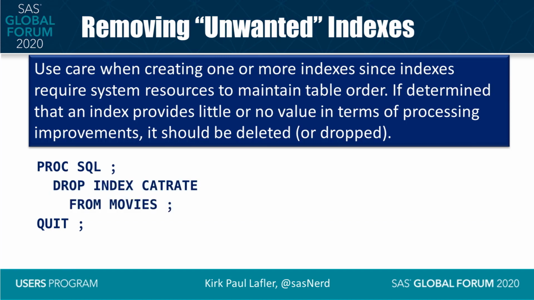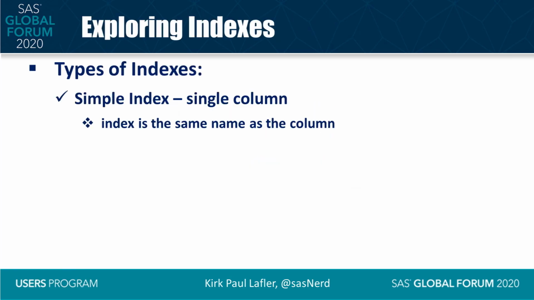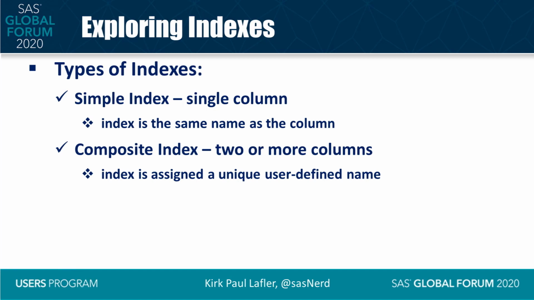So what are the summary takeaways from this section? First, there are two types of indexes. A simple index consisting of a single column. The index name is the same name as the column. The second type of index is a composite index, representing two or more columns or variables in the dataset or table. The index itself is assigned a unique user-defined name.